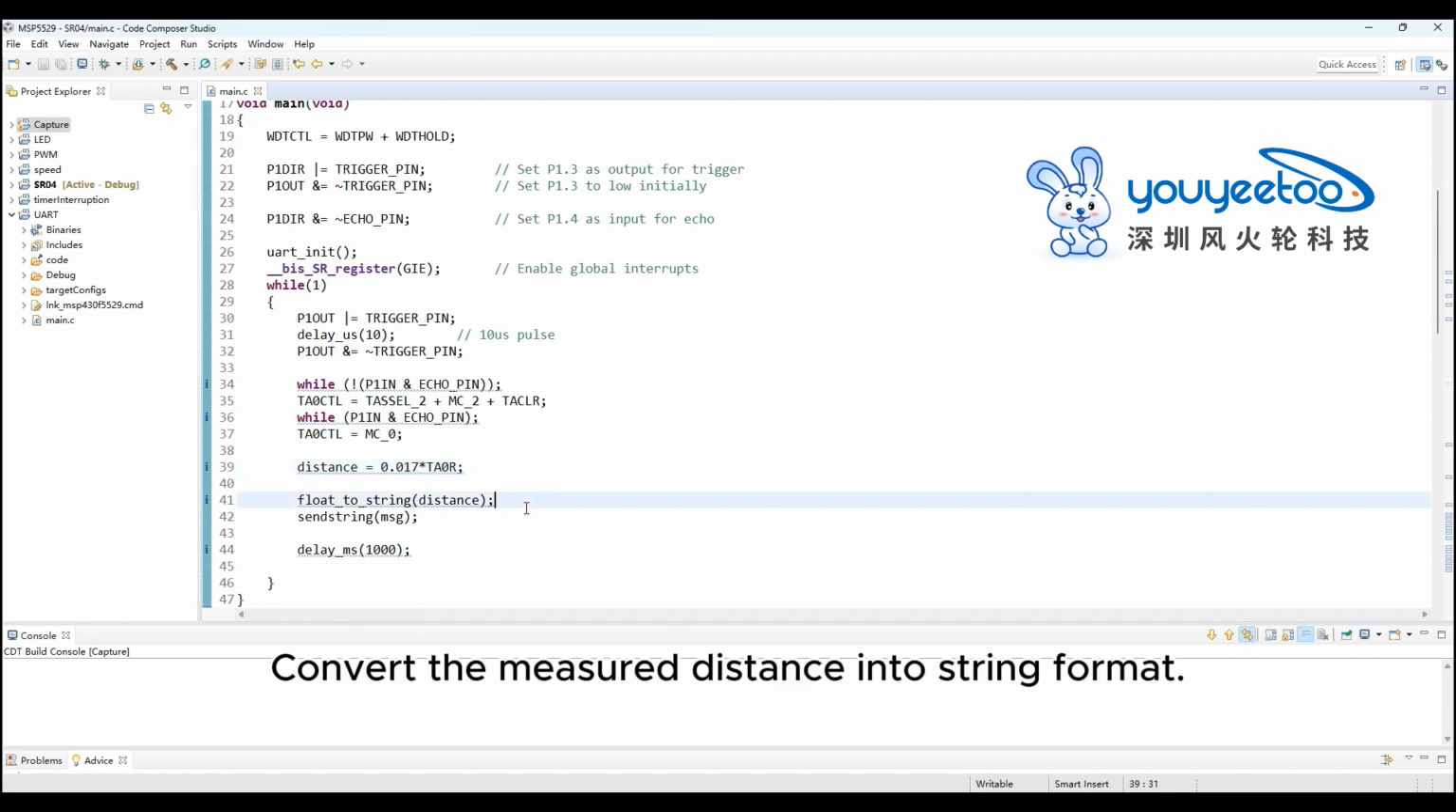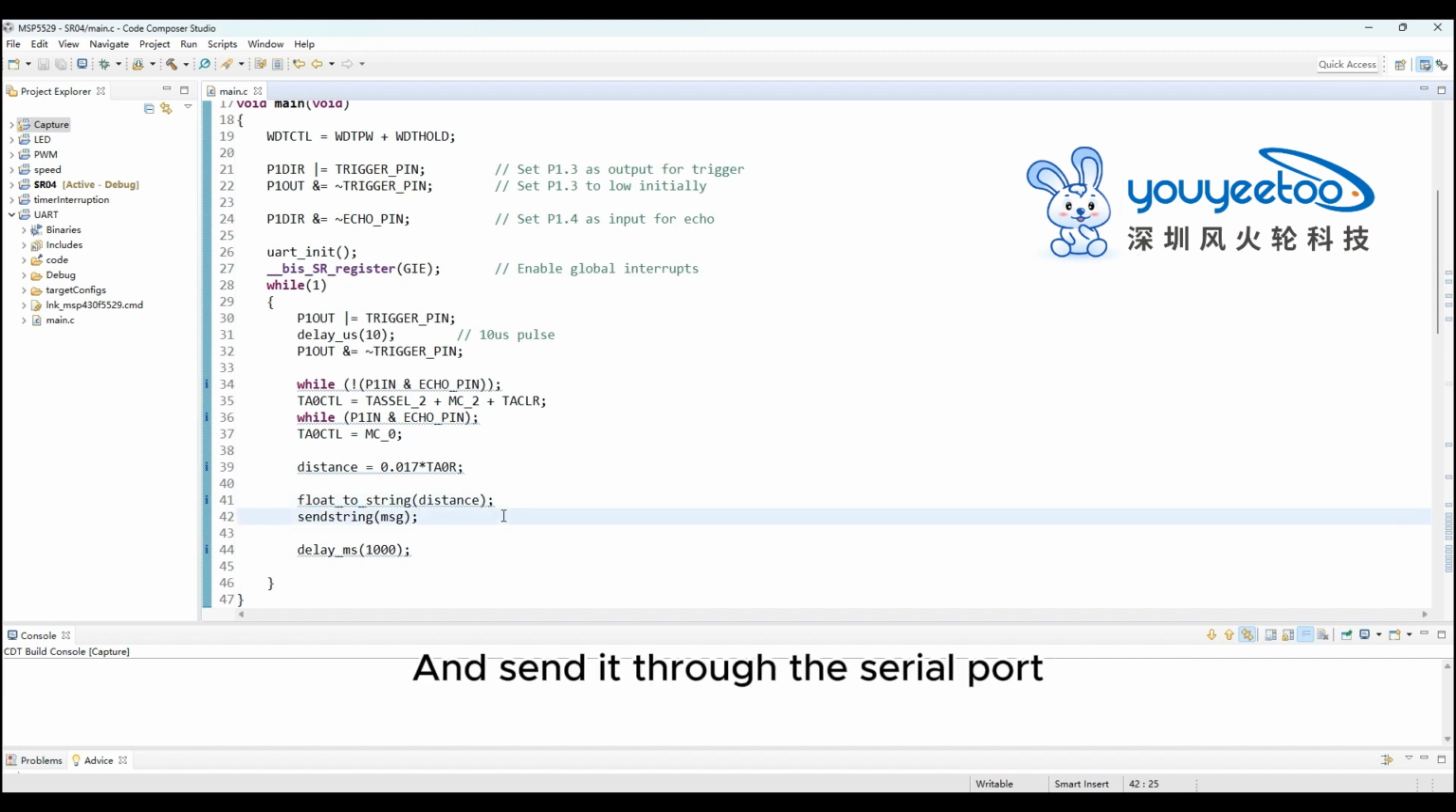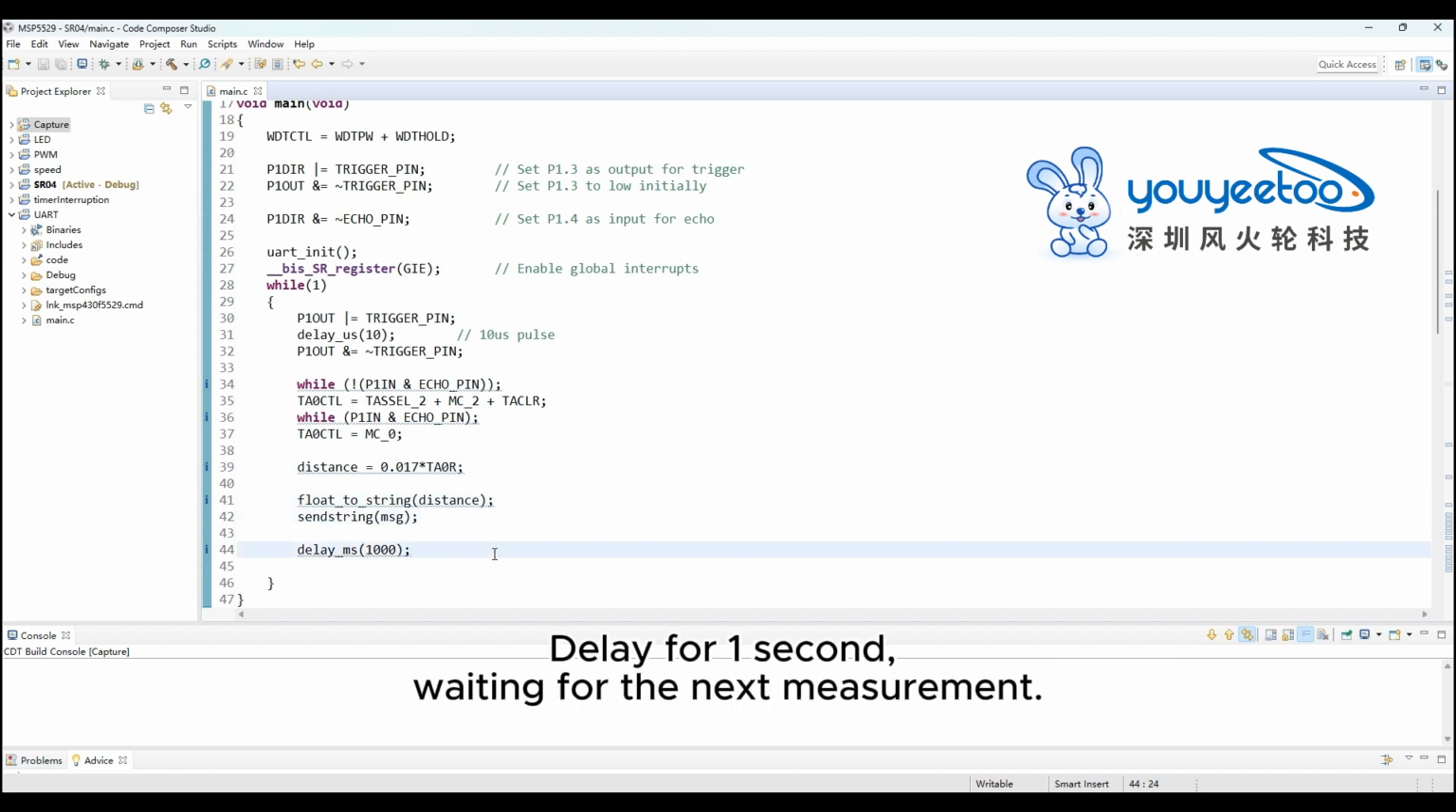Convert the measured distance into string format and send it through the serial port. Delay for 1 second, waiting for the next measurement.